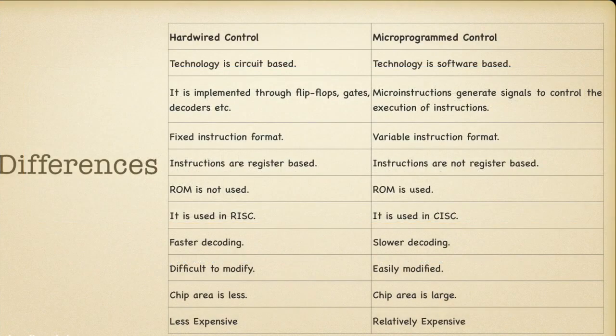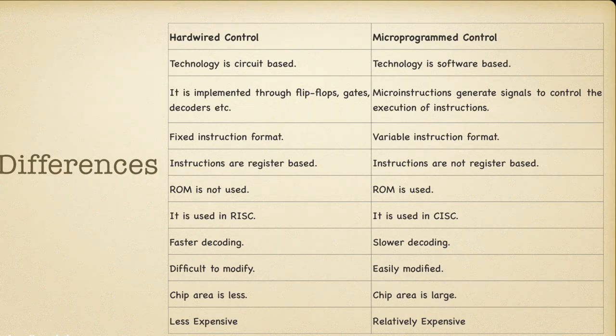Now let's see some more differences between hardware control and microprogram control. The first one is based on circuits and the second one is based on software. Hardware control is implemented through flip-flops, gates, decoders, etc., purely based on sequential logic, and the other one is based on micro instructions. Hardware control has a fixed instruction format, but microprogram control has a variable instruction format. Hardware control is register based, but microprogram control is not register based. ROM is not used with hardware control. ROM is used with microprogram control.